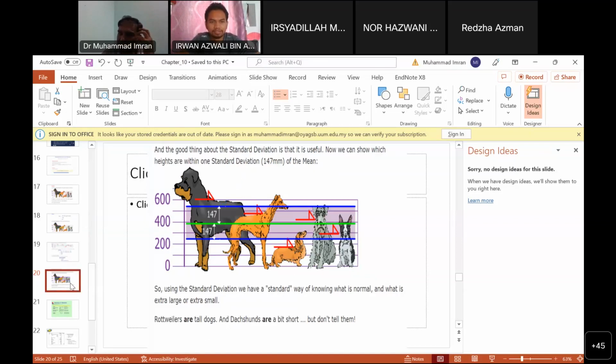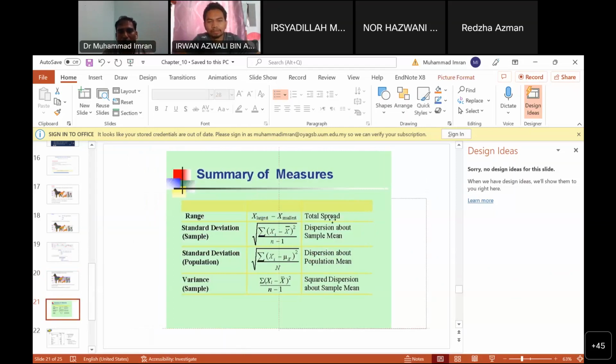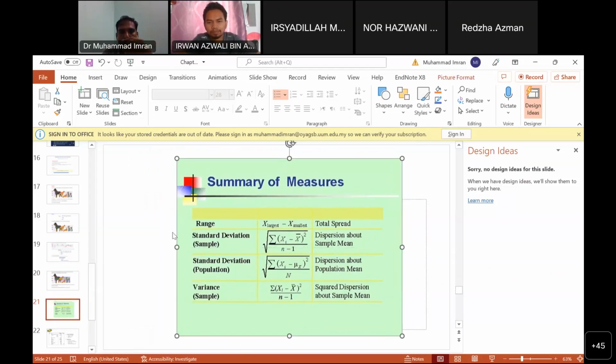Any confusion? Is it understandable for you people? Anyway, these are the formulas if you want to calculate, for your information. For the range, how to calculate the largest, very simple. Standard deviation, simple. Standard deviation for the population, and variance, how to calculate: squared dispersion about the sample mean. These are the formulas for your information.